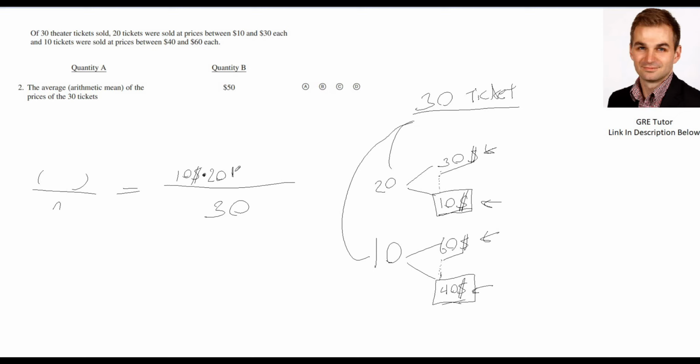Now we're going to add the rest of what we're selling. We also sell 10 tickets for $40. So for $40, we sell 10 tickets. Okay, now that is the lowest that we can go in the ranges that were given to us.